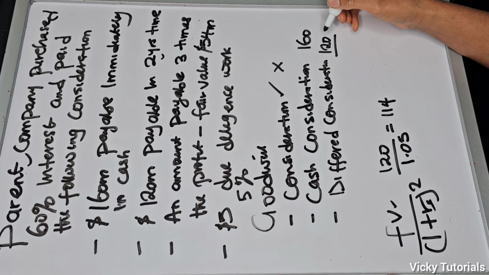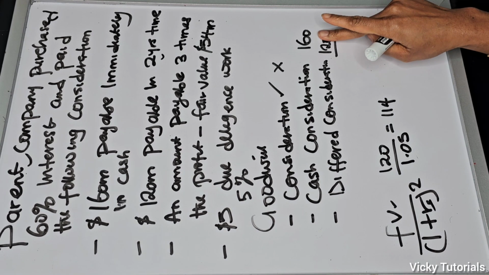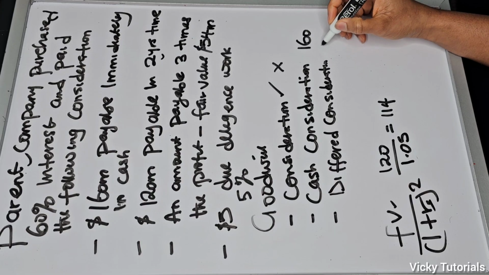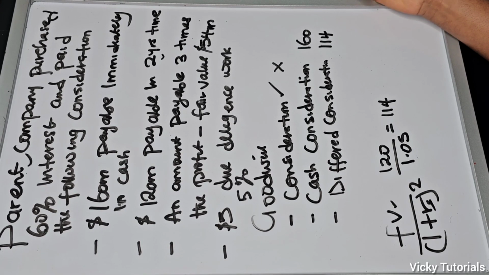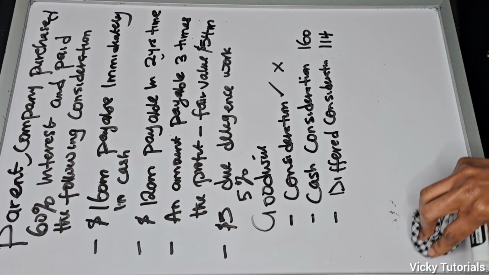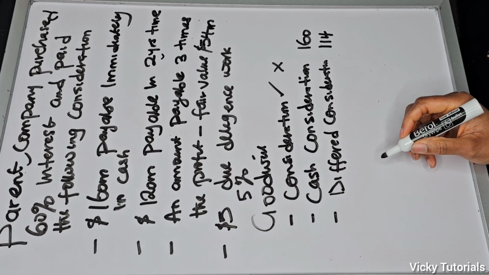So instead of writing 120 million here, we're going to be writing 114, because we brought this 120 million to present value. So the present value of 120 million is 114. All right, so we're going to wipe this one off now because it's just to calculate the present value. Remember how we calculated the present value?